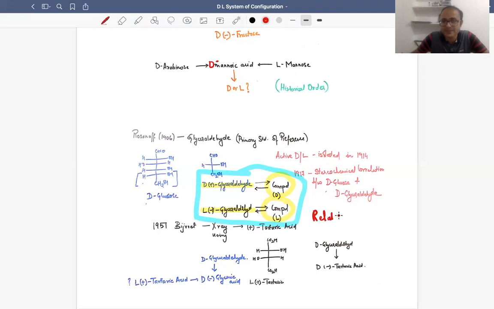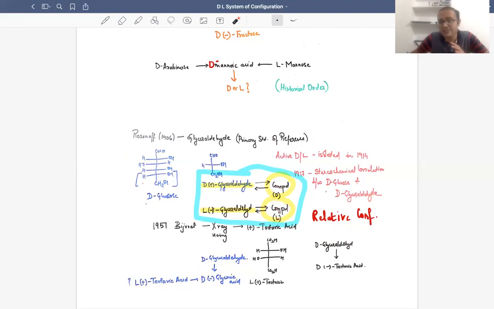Okay, so it is a relative configuration. Now you understood, I hope, what we mean by relative configuration. Why is it called a relative configuration? Because here you are assigning the configuration of the compound relative to the configuration of the glyceraldehyde. So if the glyceraldehyde is D, your compound is D. If your glyceraldehyde is L, then your compound is L.